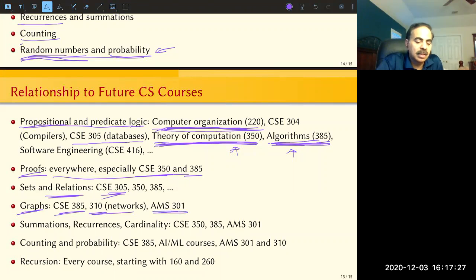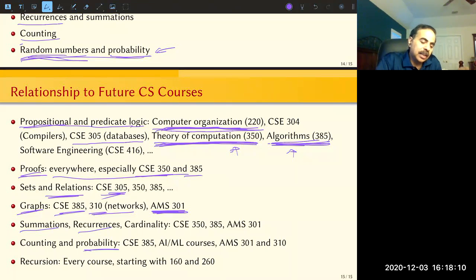In addition, there are some applied math courses that are required in your computer science. One of them is AMS 301. AMS 301 has some amount of overlap and a good deal of complement with the 150 course that we went through. So 301 covers graphs, it covers counting, and depending upon who teaches it, you may have some summation and some recurrences and so on. Hopefully that'll help you not forget some of the material that you learned in this course.